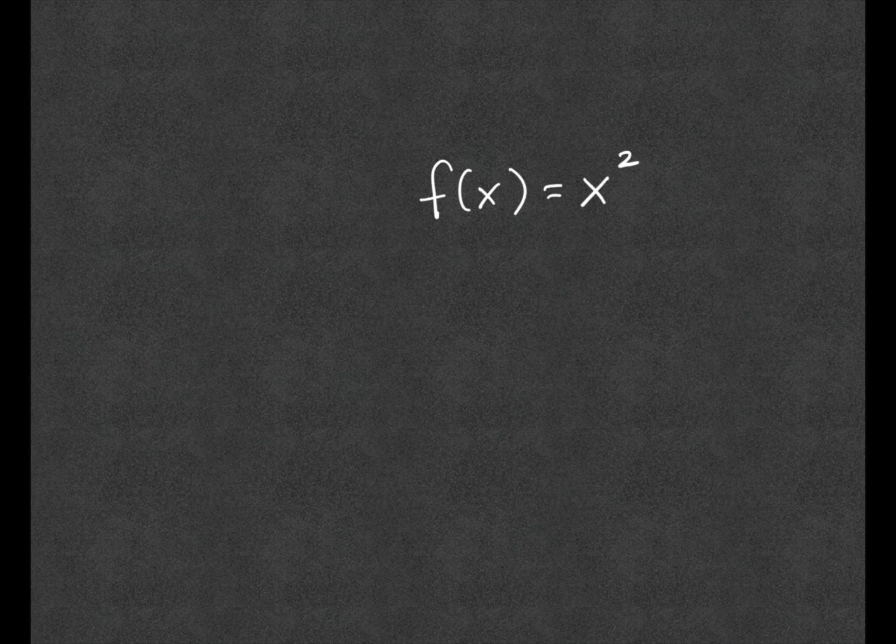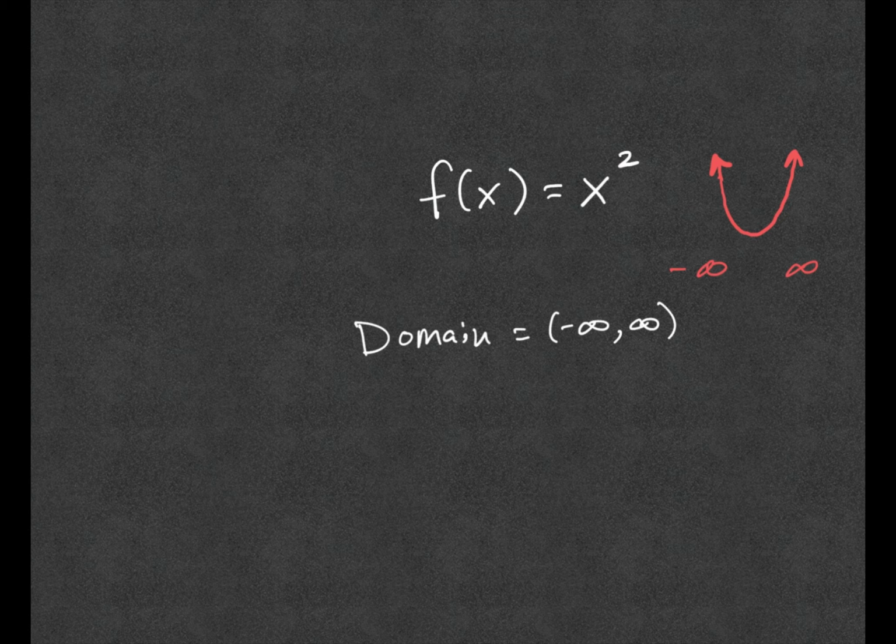Okay, the next one is f of x is equal to x squared. What kind of a function is this? What does the graph look like? Think about that first. Well, this is going to be a parabola. Now, a parabola goes from negative infinity for x to infinity. So the domain is going to be negative infinity to infinity.